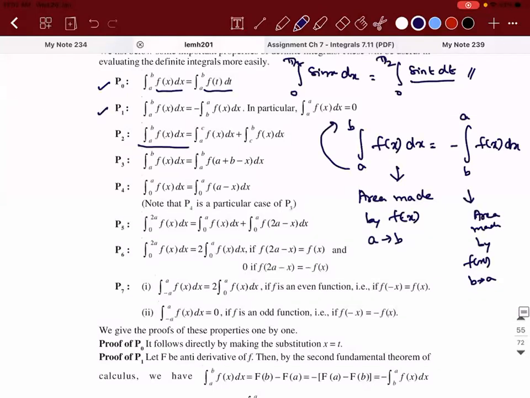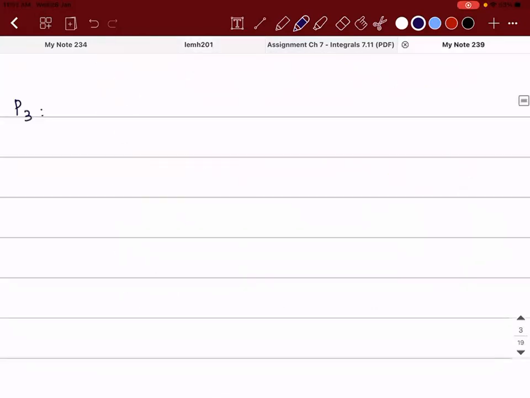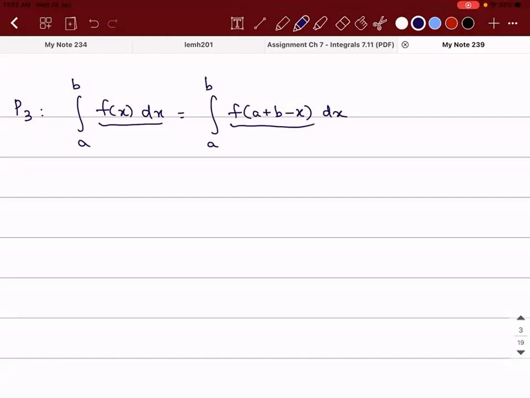So P3 states integral of A to B f of x dx is equal to integral of A to B f of A plus B minus x dx. So the meaning of this property is when you integrate f of x between A to B, it is the same as integrating f of A plus B minus x times dx, adding the limits and subtracting the value of x. This is also going to give you the same result as what this property says. So let's see the proof of it.